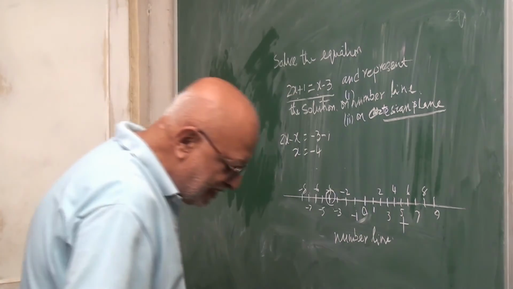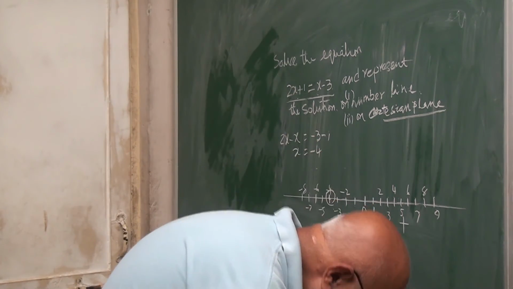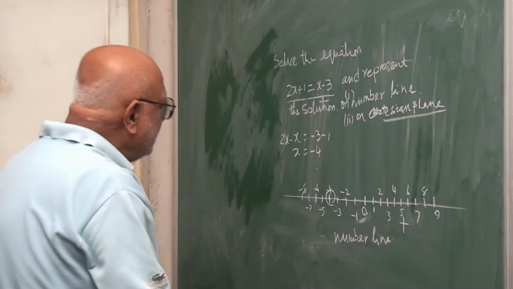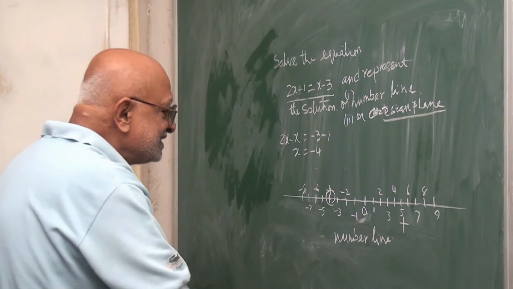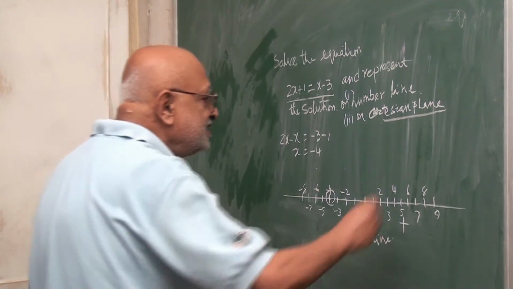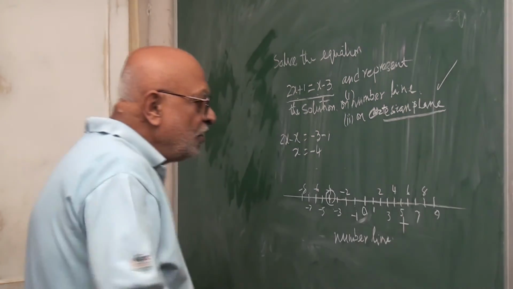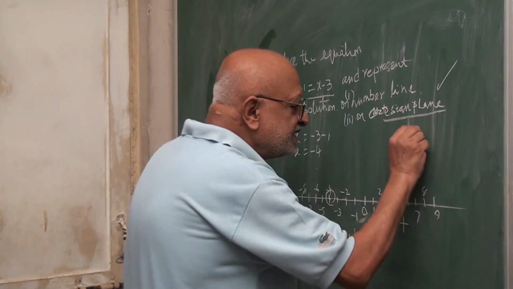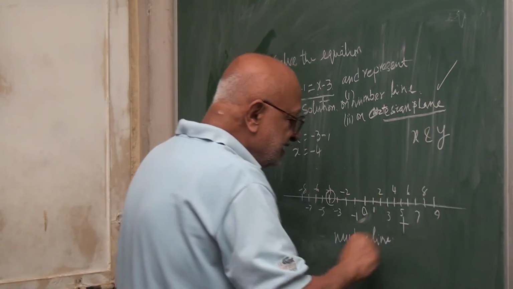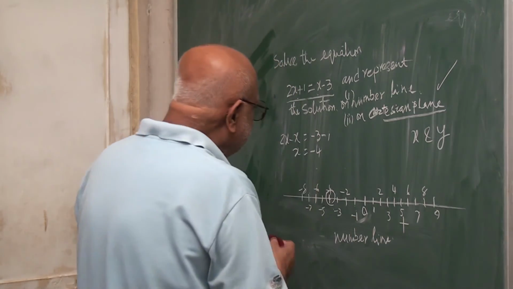Okay, now this is okay. There is no problem on this thing, straightforward. The problem you will encounter here is when they say it is plotted on Cartesian plane. In order to plot on Cartesian plane, I need two variables, x and y. You remember there is the Cartesian plane here.